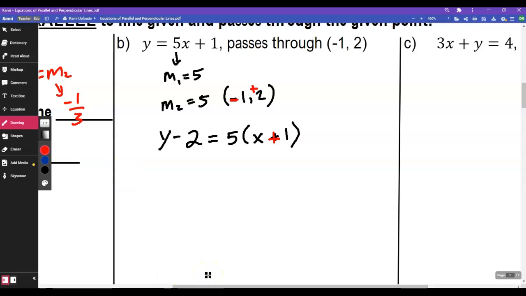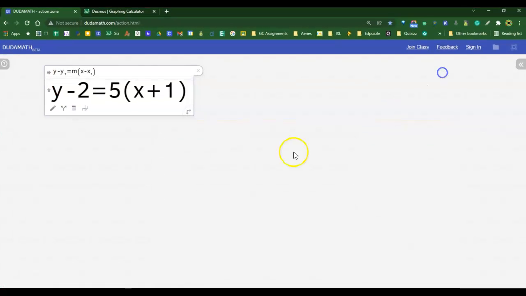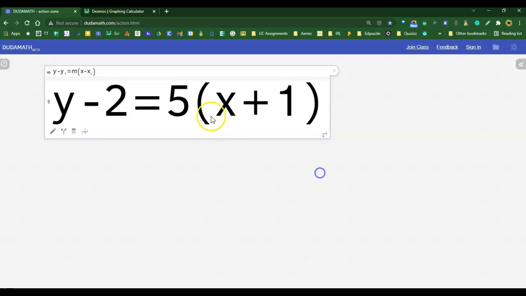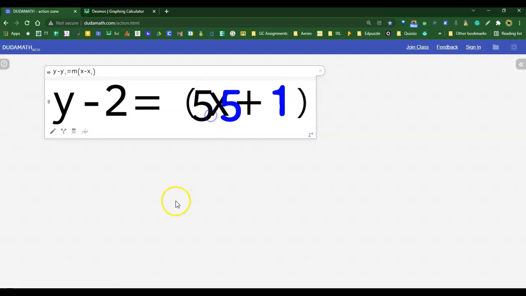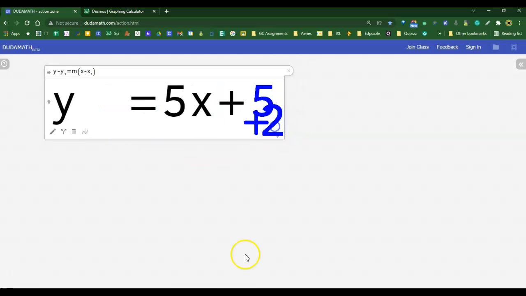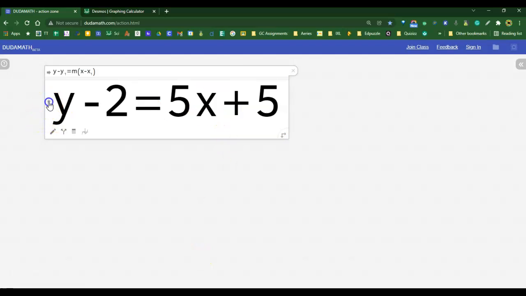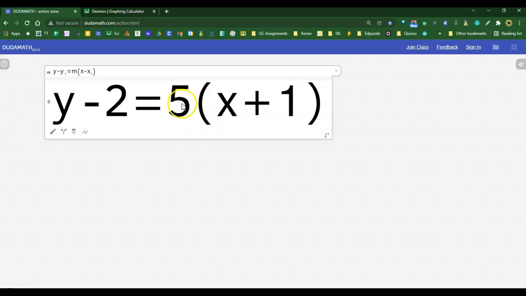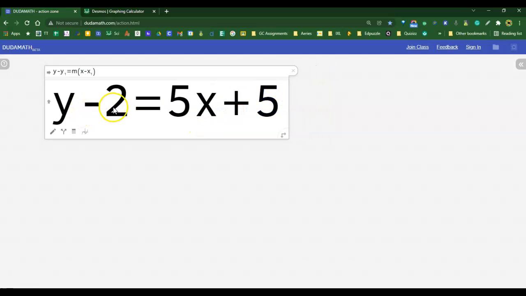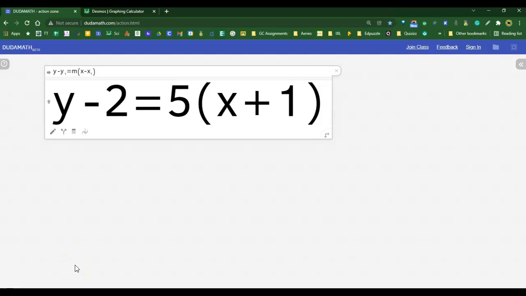Now, if we wanted to find out the y-intercept, just so you know, I'd have to put this in slope-intercept form. And I could do that here. If I just click and drag and distribute the 5, and then move the 2 over, now it's in slope-intercept form, and the y-intercept is 7. So this is point slope formula, but if you distribute and then move the number over, that's what you did last night, slope-intercept formula. So it's two ways of writing the same line.